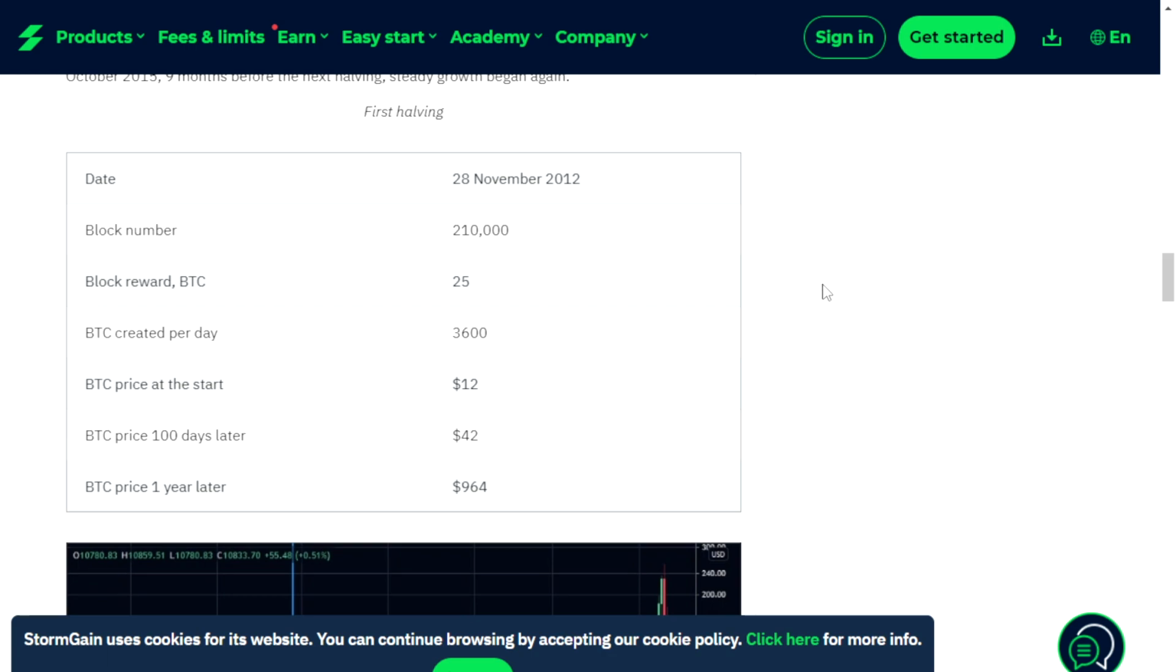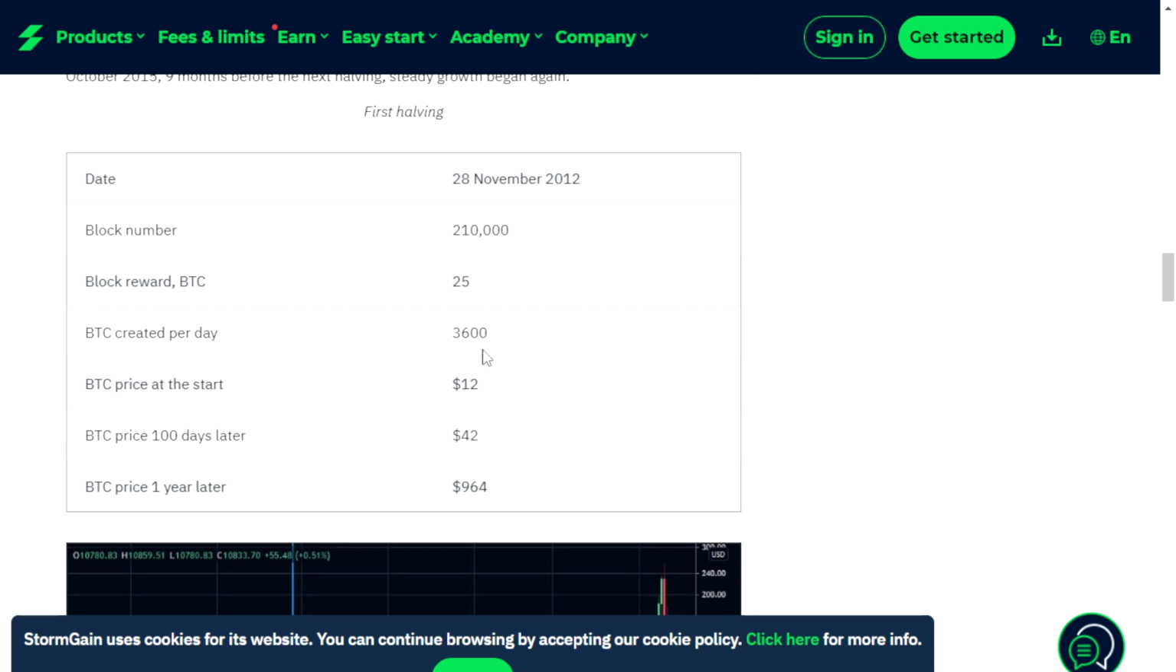You can think about this like gold and mining gold. If all of a sudden they were only finding half the amount of gold, then you would expect the price of gold to move up as the new supply seems to be decreasing over time. So we had the first halvening date here, 2012, approximately 4 years after the start of Bitcoin. And now that reward is cut in half.